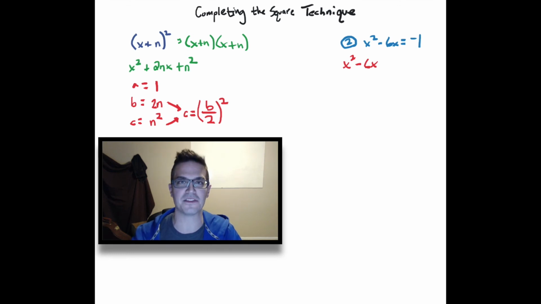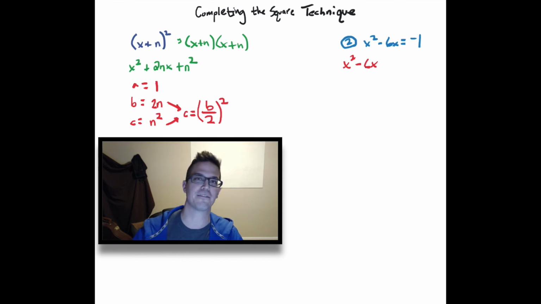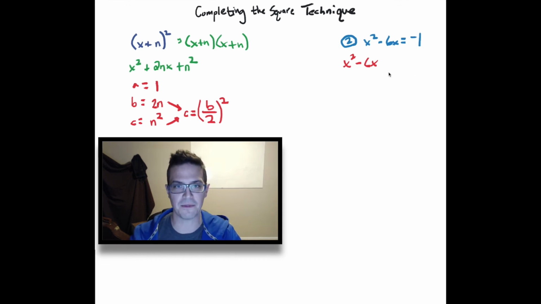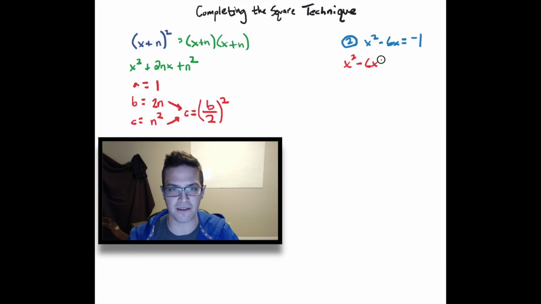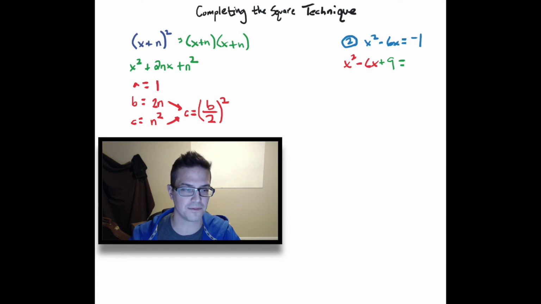I'm going to divide this -6 by 2 and get -3. -3 squared is 9. So what I'm going to do is add 9 to this side right here. So I'm going to do plus 9, and it's going to be equal to, okay, I still have this -1 here, but since I just added a +9 out of nowhere, you can't just add a +9 on one side and not on the other.